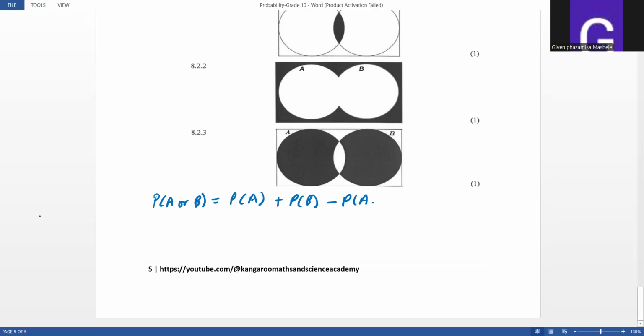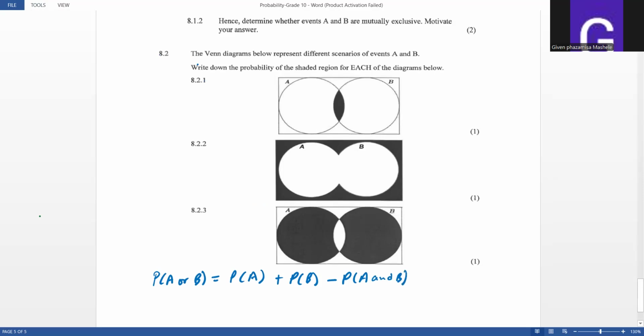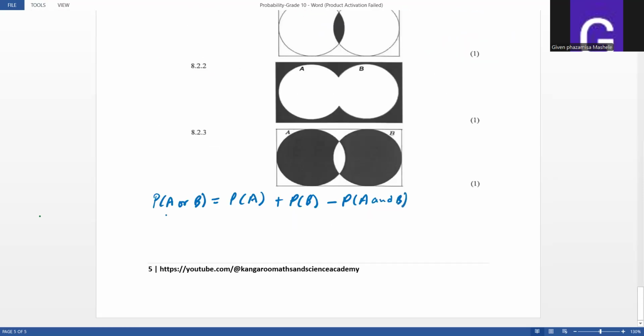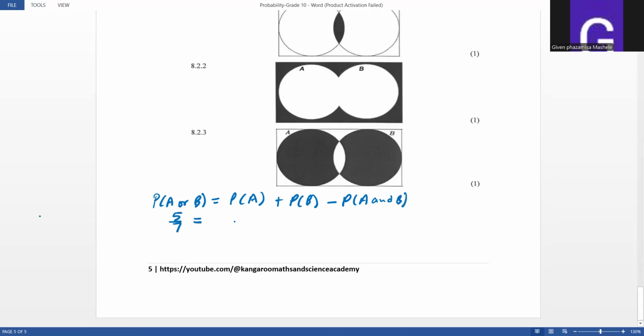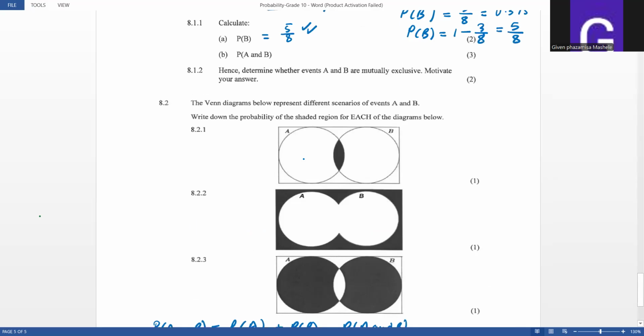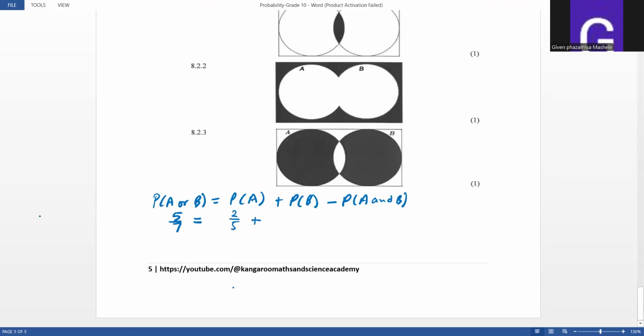You want the probability of A and B. What is the probability of A or B? 5/7. What is the probability of A? 2/5. What is the probability of B? We just calculated it now, it's 5/8, minus the probability of A and B. We want to calculate the probability of A and B, so let's leave this as 5/7 and add 2/5 and 5/8.